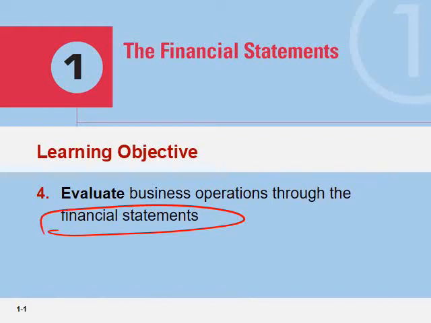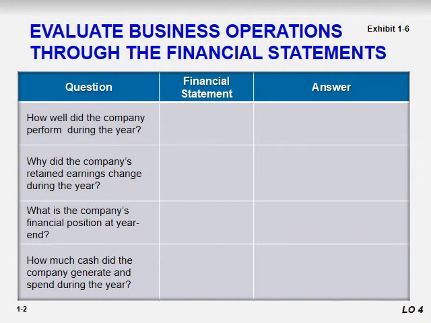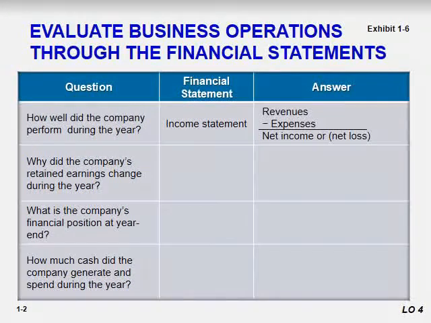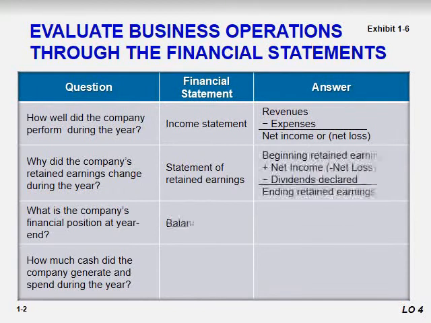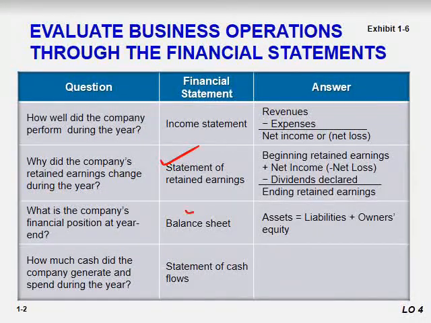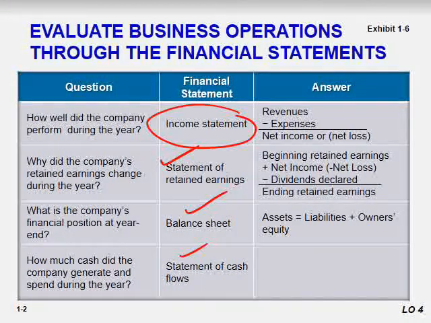Financial statements are the income statement, statement of retained earnings, balance sheet, and statement of cash flows. The income statement tells us how well the company performed during the year. And what is the formula for the income statement? Revenue minus expenses.